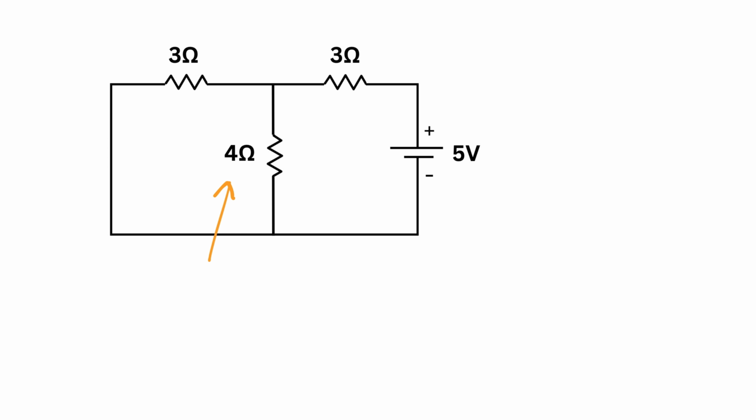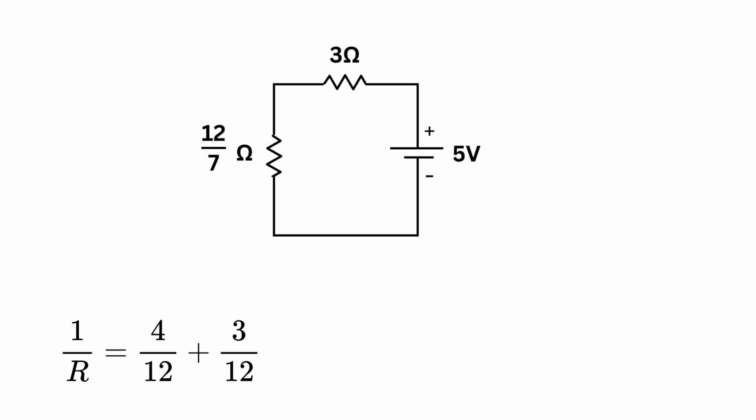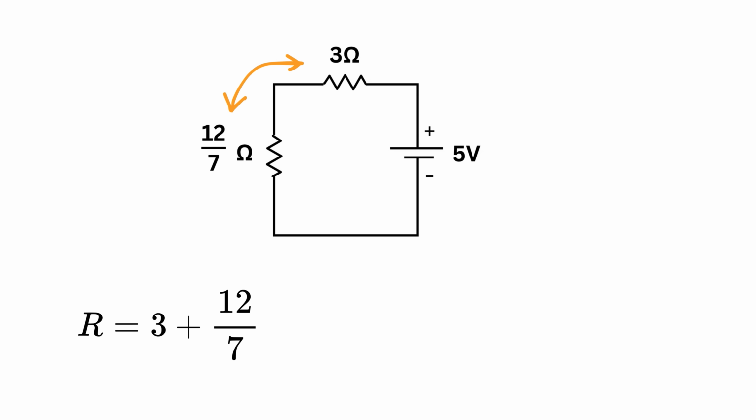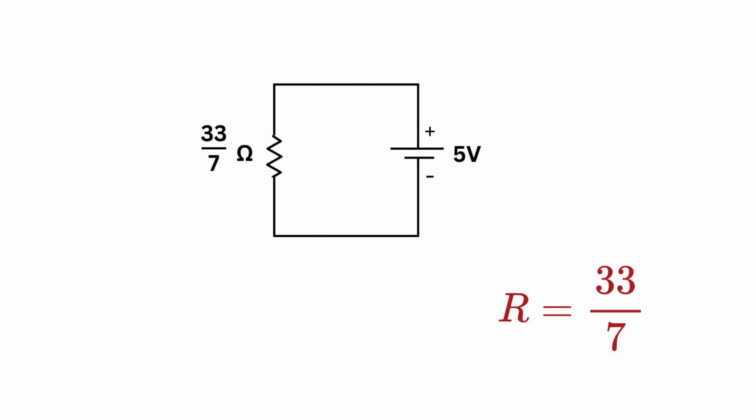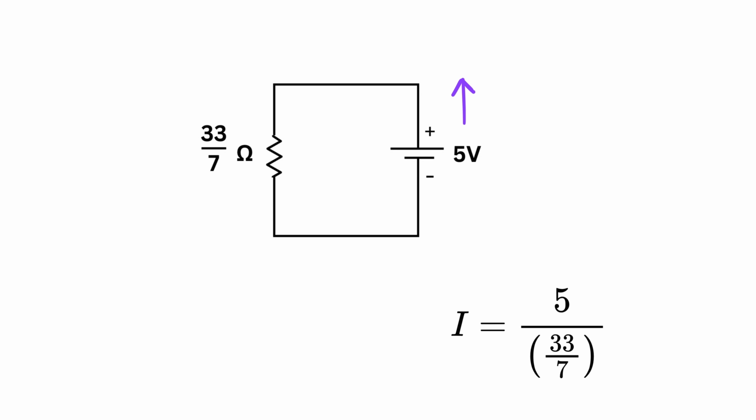Again, now it's easy to see that this 4 ohm and 3 ohm resistors are in parallel. So the equivalent resistance is 12 over 7 ohms. Now both of them are in series, so add 3 plus 12 over 7 to get 33 over 7 as the equivalent resistance of this entire circuit observed by this 5 volts battery. So the total current flowing through this 5 volts battery is V by R, or 5 over 33 by 7, which is 35 over 33.